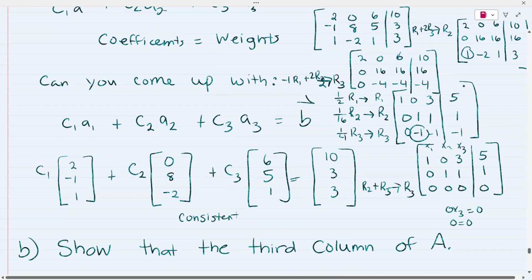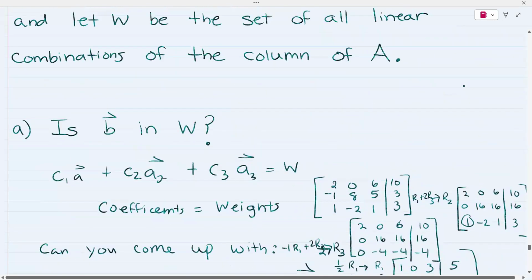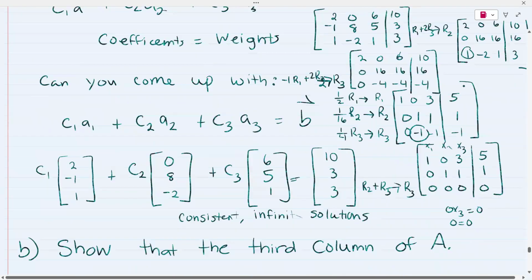And what that means is it's infinite solutions. So you have more than one solution, right? If you go back to the question, part A says, is vector B in W? Yes, because this just proves that you have many solutions. So you could say a big yes.